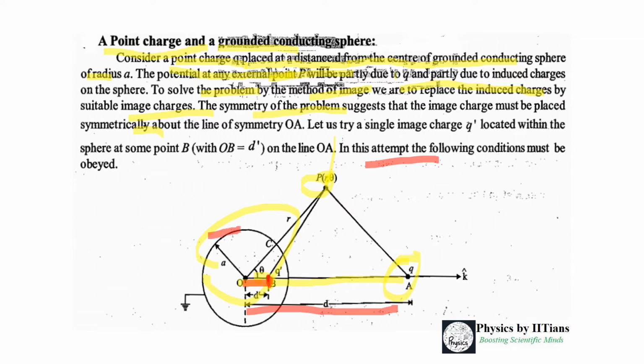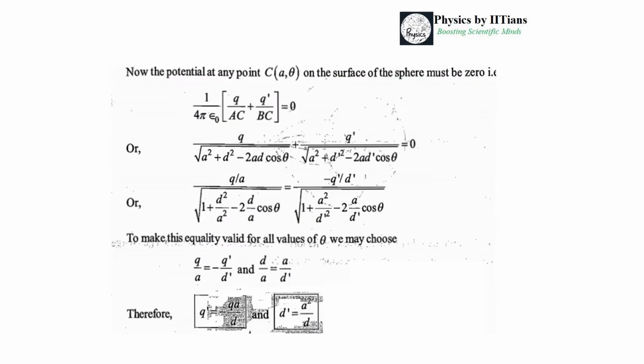You also have to understand that the system must satisfy certain boundary conditions, and the well-known condition is that the potential on the surface of this conducting sphere is 0, because this is a grounded conducting sphere, so it is an equipotential surface. So if you find the potential at any point on the surface of the sphere, it must equal 0. We can write 1 by 4 pi epsilon naught, q by AC plus q prime by BC, equals 0, where the q term is due to the real charge and the q prime term is due to the image charge.